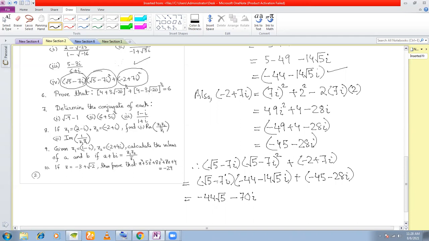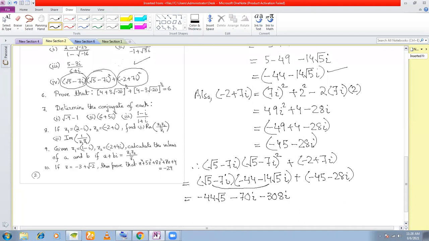Is this step clear? Multiplication of this into this. Root 5 into root 5 will give you 5, into 14 will give you 70, and there's an i. Clear with this multiplication? Yes, sir. Okay. So again 7i into minus 4 will give you minus 308i.